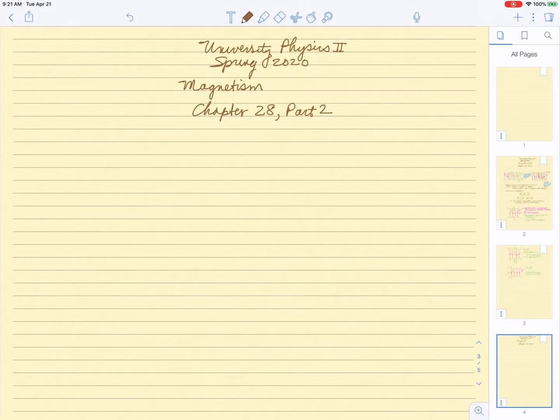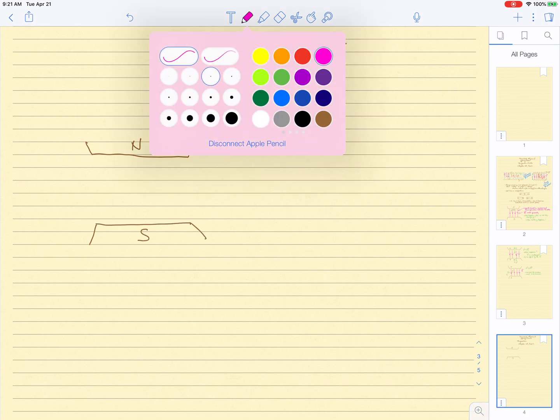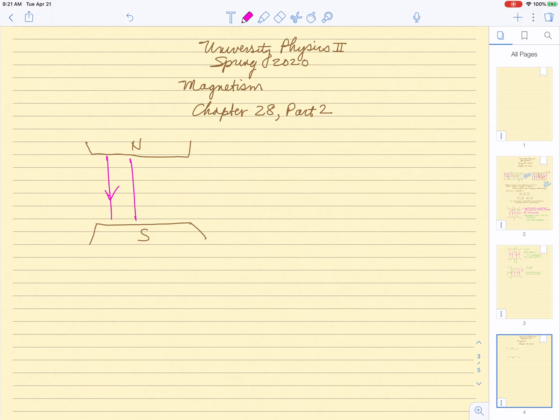Okay, let's get back to the problem at hand here. So remember, we had a north pole, we had a south pole, we have a magnetic field, which is homogeneous between the poles. And what we're going to do is take a charged entity and fire it into the magnetic field such that the V vector is perpendicular to the magnetic field vector.